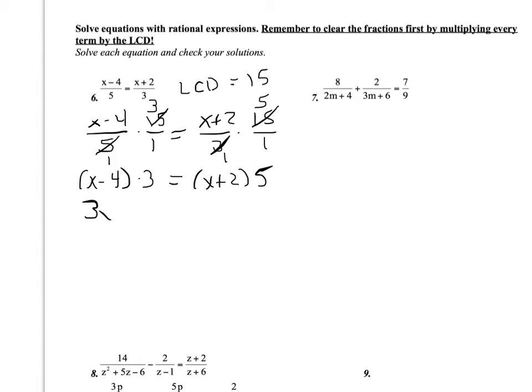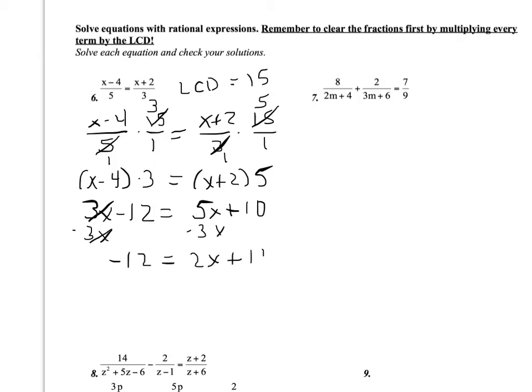Using the distributive property, 3x minus 12 on the left would equal 5x plus 10 on the right. I have a simple linear equation to solve. If I move 3x to the right to combine the x terms, I will end up with negative 12 equals 2x plus 10. Let's move 10 to the left, subtract 10 from each side. I will have 2x on the right, negative 22 on the left. Dividing each side of the equation by 2 to isolate the x gives me x equals negative 11.